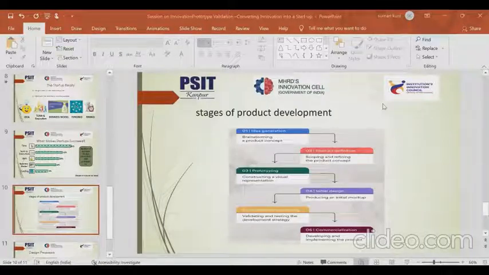Once we put that product into the market, and once we commercialize that product, only then can we call it an innovation. When we use that product to serve human needs or to satisfy the customer requirement, then we call it an innovation. So once you have created the product, you have an invention, and you need to commercialize it.